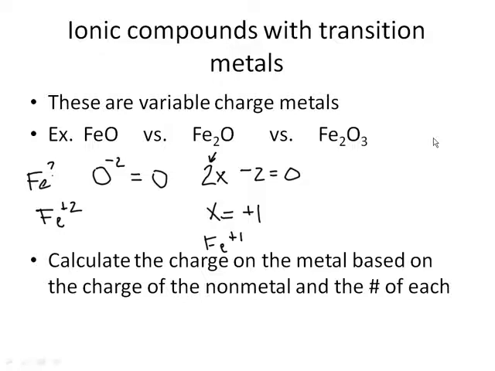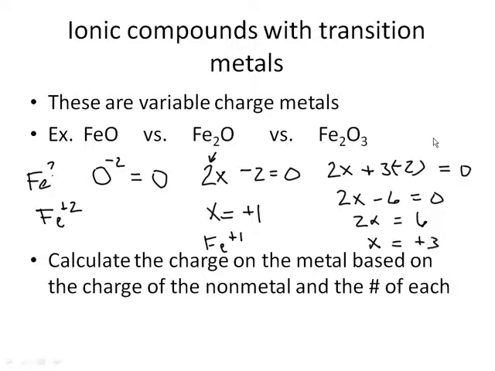Fe2O3, go ahead and hit pause for a moment and calculate the charge on the iron. Okay, so in Fe2O3, we've got a -2 from the oxygens, but there's 3 of them. This is going to total 0, and I've got 2 positive charges on the iron that I don't know what they are. So this ends up being 2x minus 6 equals 0. 2x equals 6, so x equals +3. So the charge on the iron is a +3.